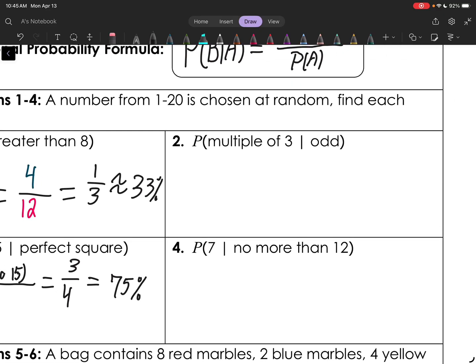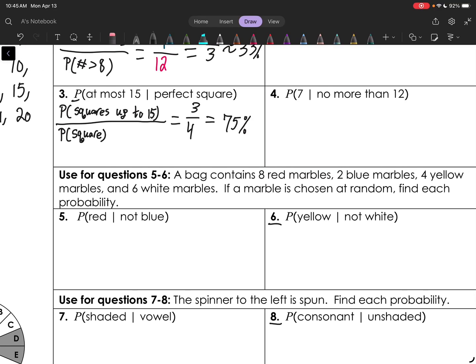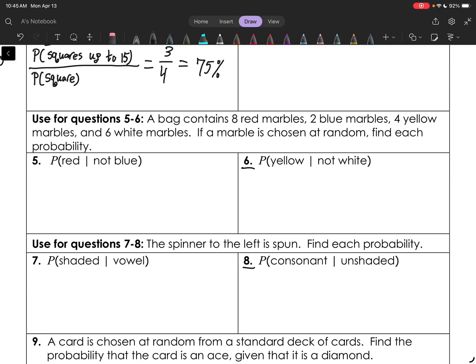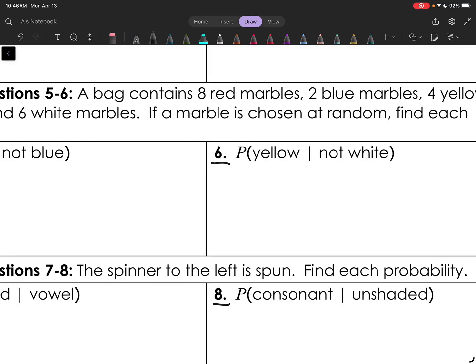Take a moment, try 2 and 4. 5 and 6, we're talking about marbles. A bag contains 8 red, 2 blue, 4 yellow, 6 white marbles. If a marble is chosen at random, find each probability. Find the probability of choosing a yellow marble, given it is not white. Well, how many yellow marbles are not white? That is all 4 of them. How many marbles total are not white? This is going to be 8 plus 2 plus 4, so the red, blue, and yellow marbles.